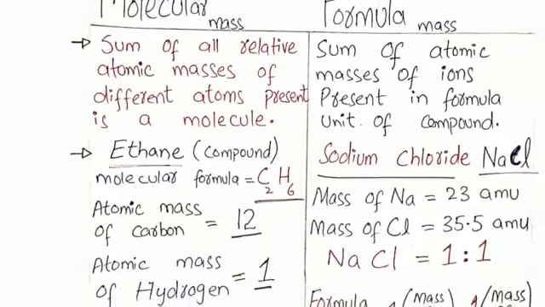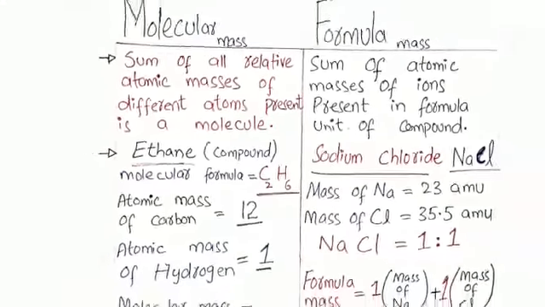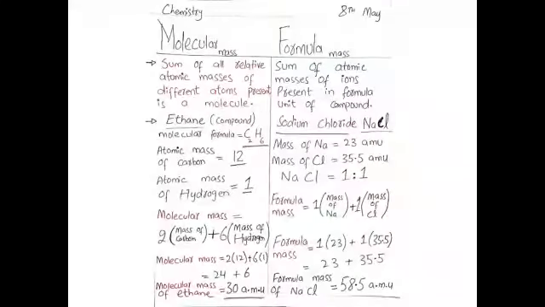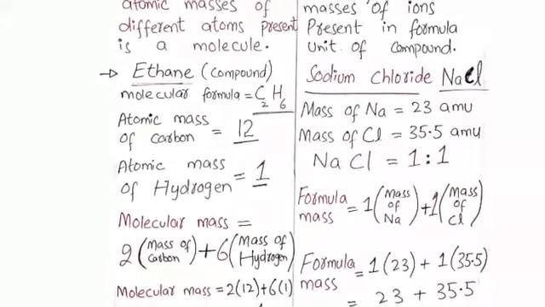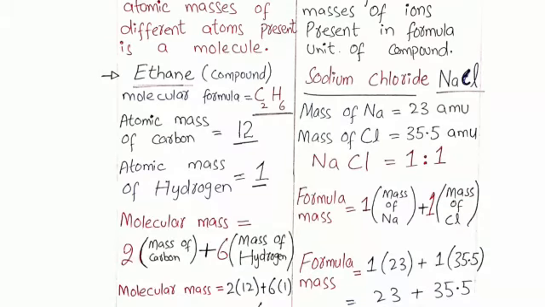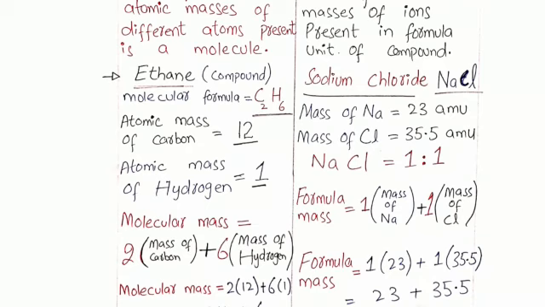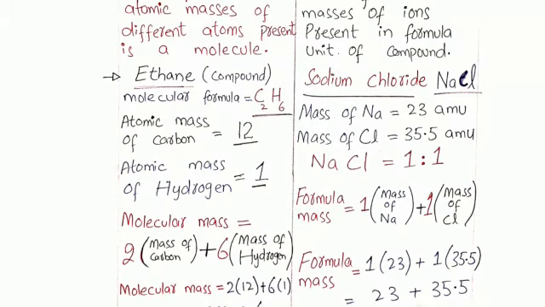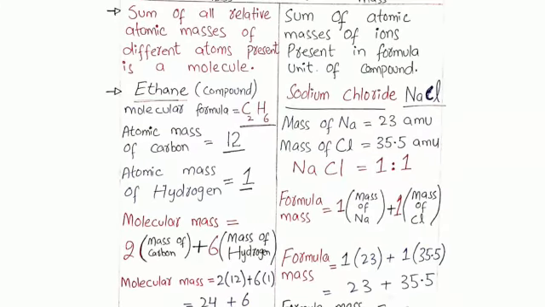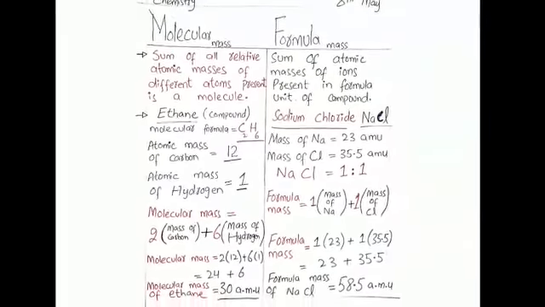The atomic mass of carbon is 12, while the atomic mass of hydrogen is 1. So, the molecular mass formula is equal to 2 multiplied by the mass of carbon plus 6 multiplied by the mass of hydrogen. This 2 shows 2 atoms of carbon while 6 shows 6 atoms of hydrogen present in ethane. After putting in the values and doing the calculation, we get the molecular mass of ethane equal to 30 atomic mass unit.